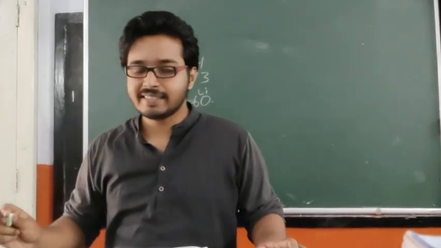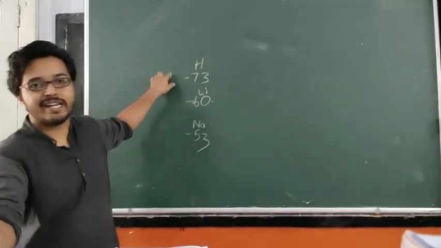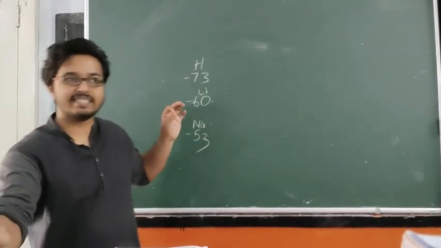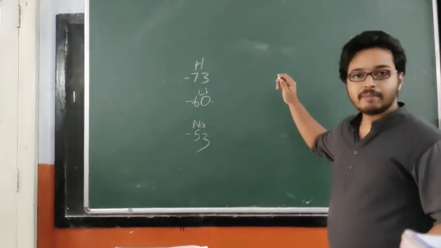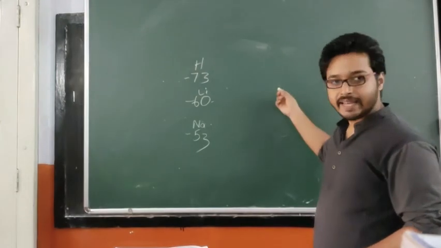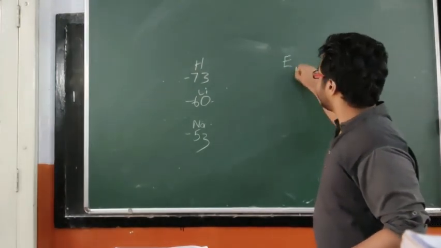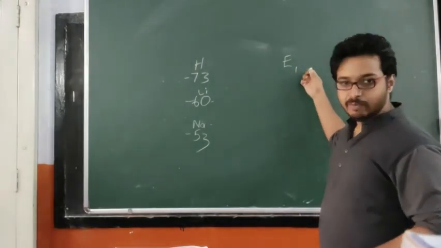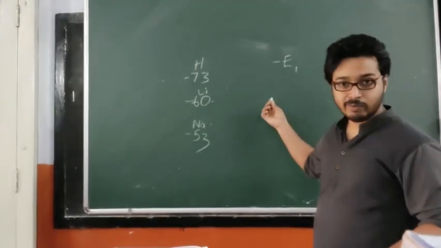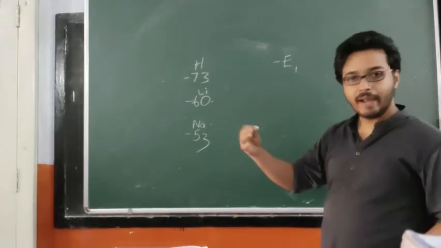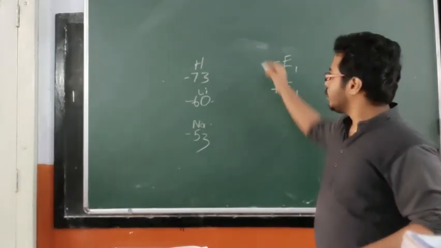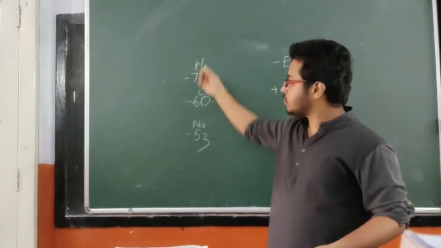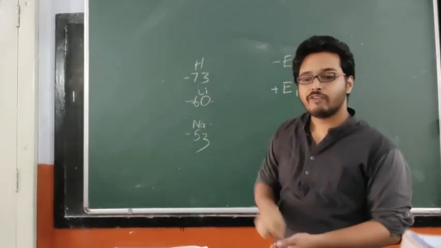The problem here is this minus, it is not a normal minus sign. It is just a sign to indicate whether the energy is released or absorbed. For example, suppose an atom loses energy. If the energy that it loses is E1, it will be indicated as minus E1. Suppose that same atom gains energy, it will be indicated as plus E1. So this minus sign must not be considered while looking at electron affinity.